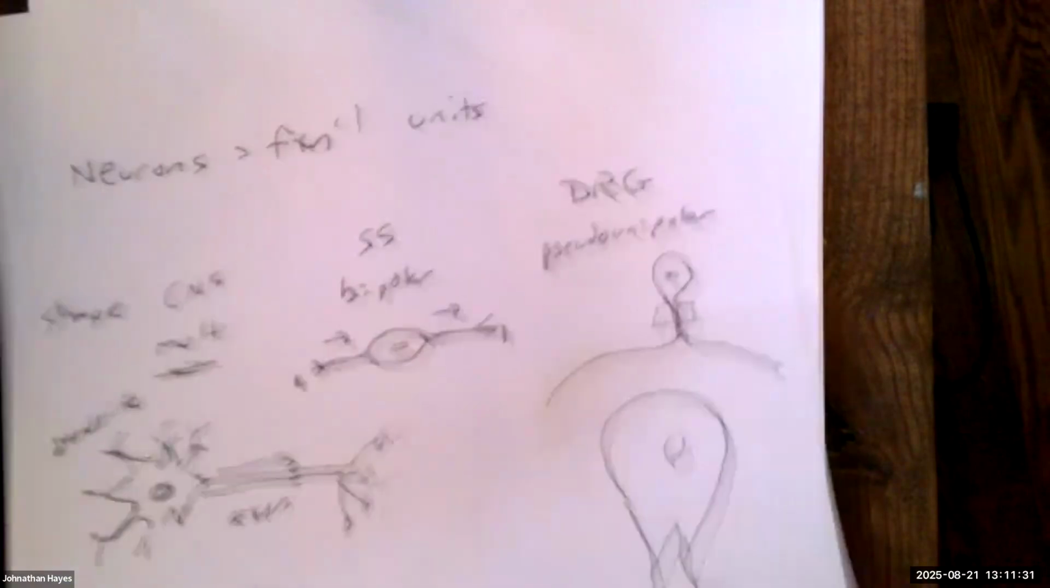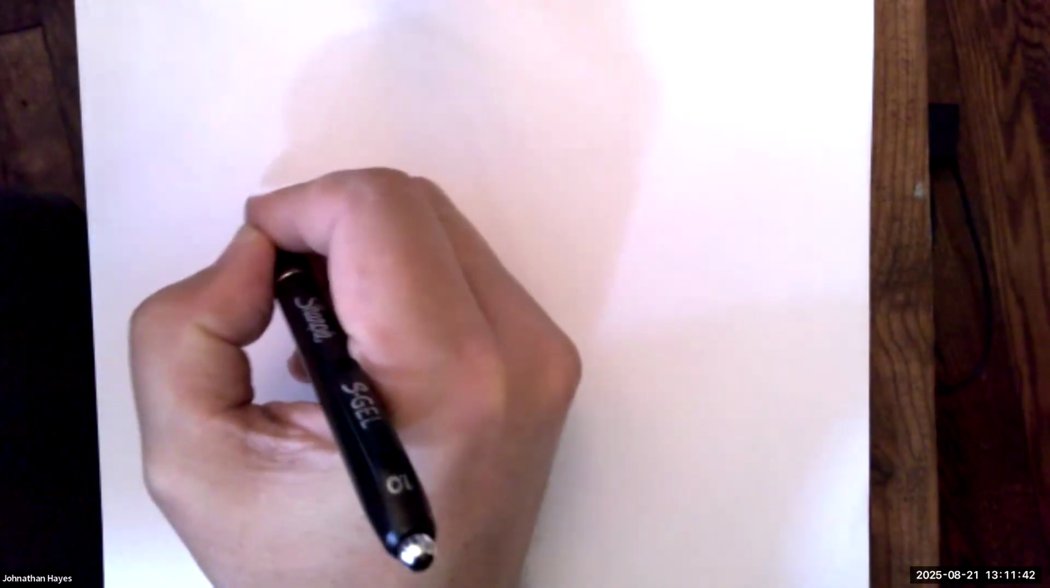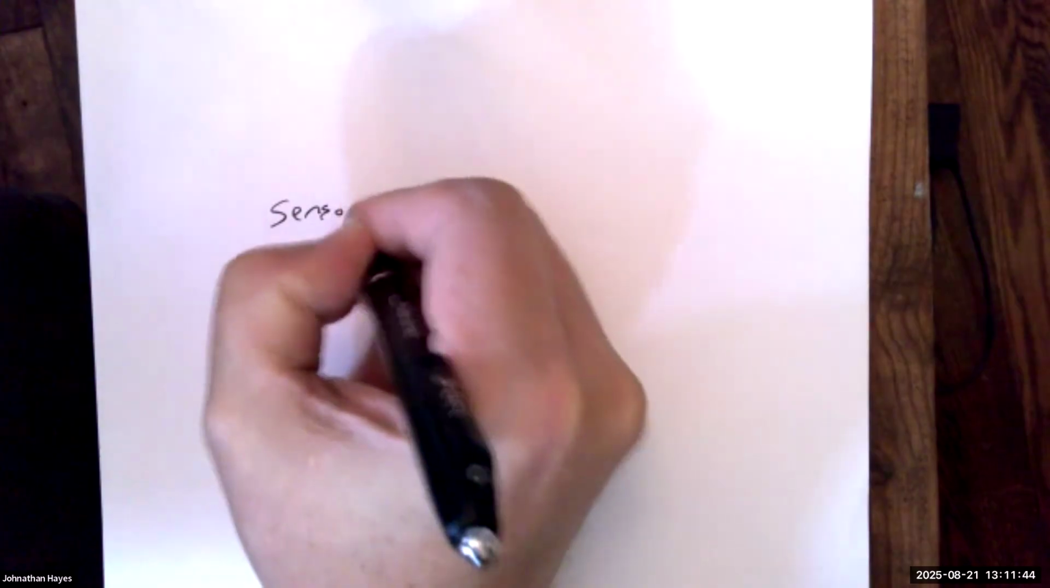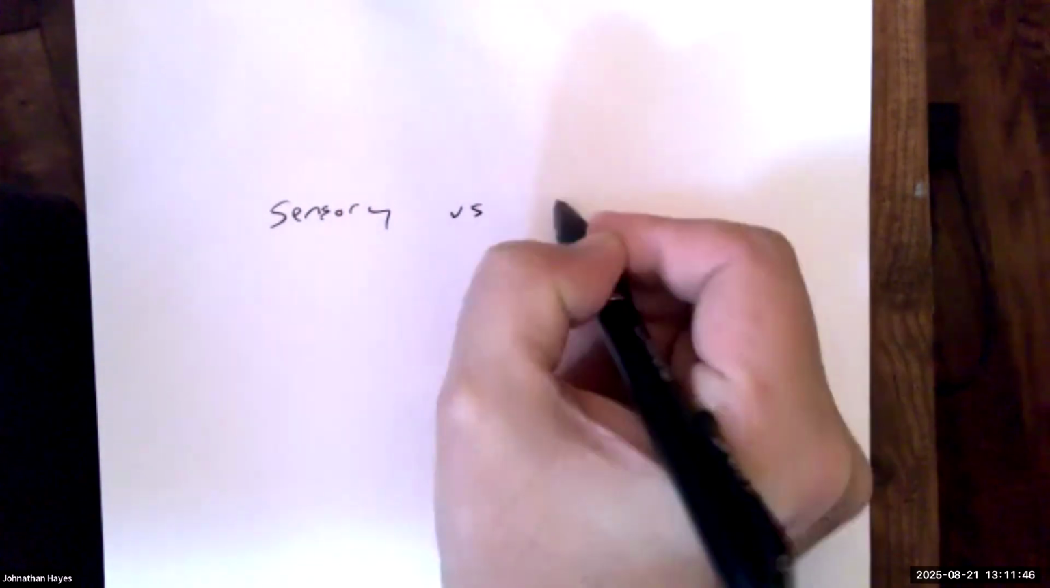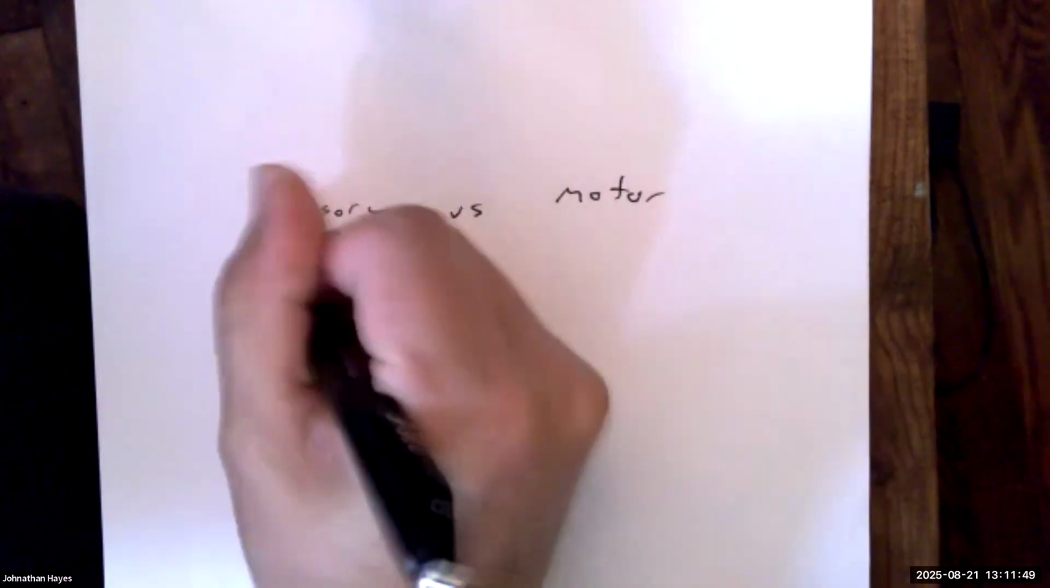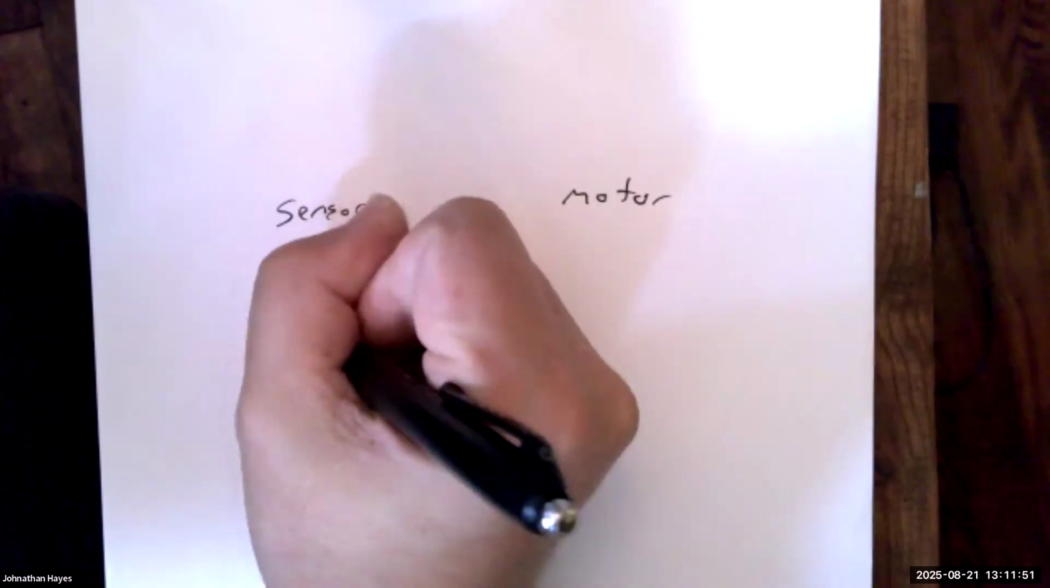When you get into function, function's fairly straightforward. And you can do this with the nervous system as a whole, because sometimes the entire nervous system is subdivided this way. Functional divisions of neurons is either sensory or motor. And sensory tends to always carry things afferently.